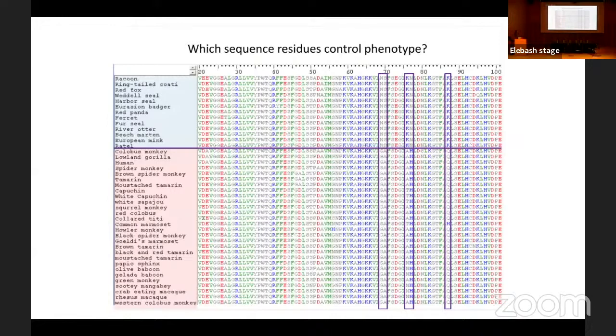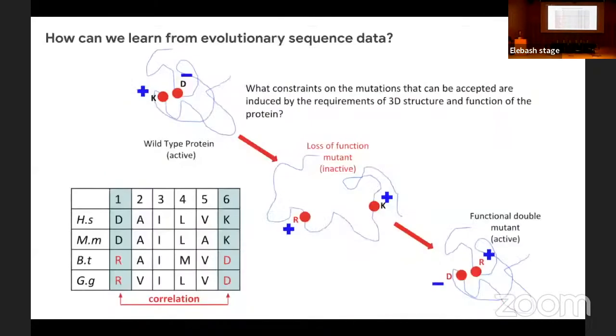Of course, there's actually also a difference in the species at the top and the species at the bottom of the alignment, and there are primates at the bottom and other species at the top. So this could just be an accident of phylogeny. So there's a really nice mixing of signals here in this data.